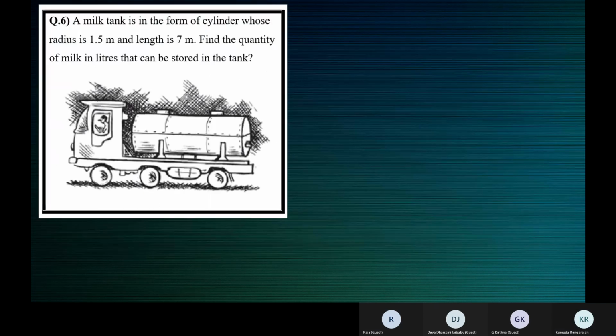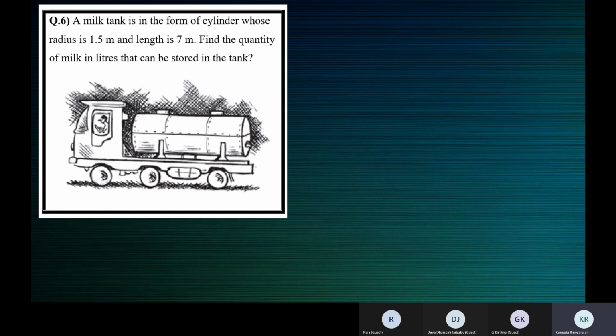Okay, so here a milk tank is in the form of a cylinder whose radius is 1.5 meters and length 7 meters. So you can see the cylindrical tank, radius 1.5 meters, length meaning height 7 meters. Find the quantity of milk in liters. Quantity of milk meaning the capacity of the tank. What is the capacity of the tank is the question.